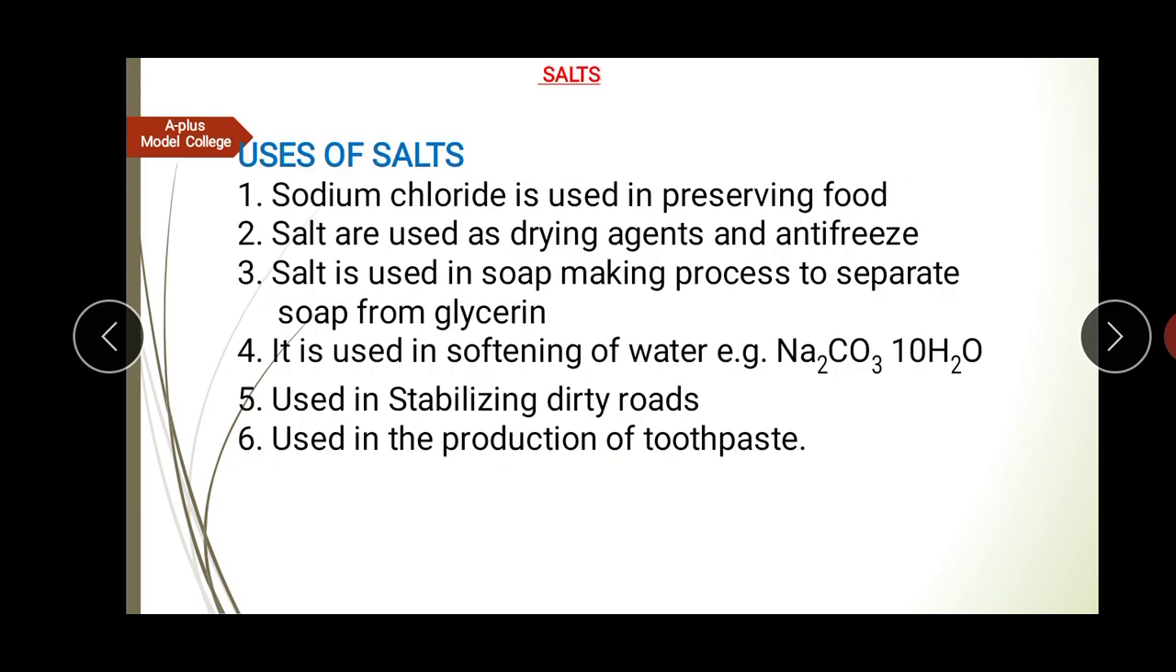Uses of salts. What are the uses? First one, sodium chloride is used in preserving food. We know that. Sodium chloride is used in preserving food, that is preventing food from spoiling, rather. That is as preserving food.